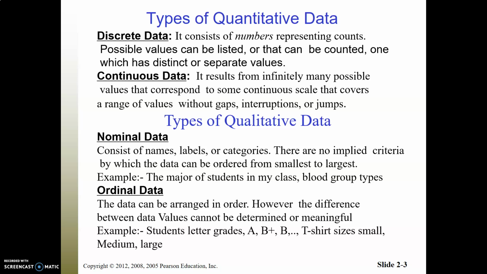For example, t-shirt sizes. The t-shirt sizes are small, medium, and large, right? So you can define a certain order among these. These are the two types of qualitative data.